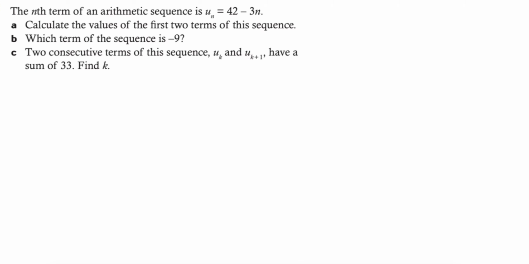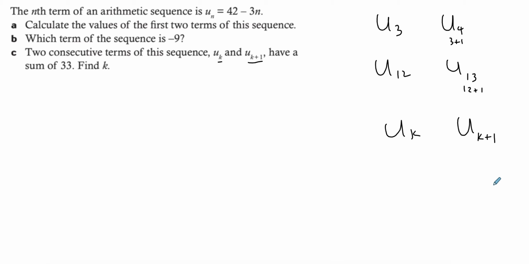So if we go to the third part, it tells you that two consecutive terms of the sequence are uk and uk plus 1, and they have a sum of 33. Find k. As soon as they bring in their letters, students get a bit confused, but all this is telling you is that I have a way of describing two consecutive terms. If I have u3, then my consecutive term would be u4. If I have u12, then my consecutive term will be u13. All I'm doing is doing 3 plus 1, 12 plus 1, so I'm using the previous number plus 1. So if uk is one of my numbers, then the next consecutive one is uk plus 1. So it's just a way of describing a term.